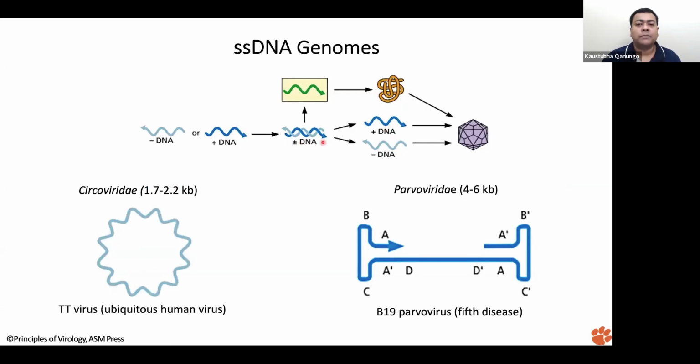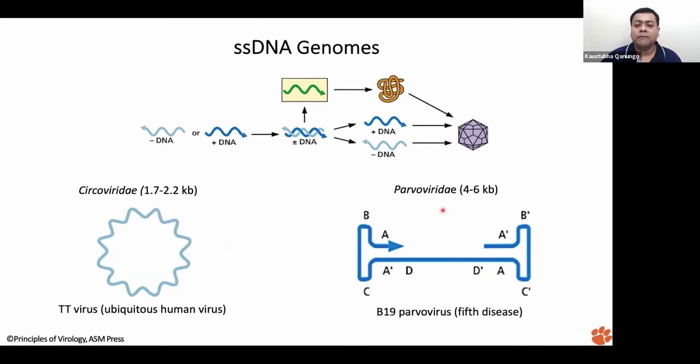And of course, from this, it will get the mRNA to the protein, and either the plus DNA or minus DNA can be packaged inside the box and your whole virion. So a classic example of this is a Circoviridae. It's the smallest known virus to us. And this is a TT virus, and this is a ubiquitous human virus. And the funny part is that each one of us will have this Circoviridae in us, no matter what. It does not cause anything, but it is found in every human being, a very small virus.